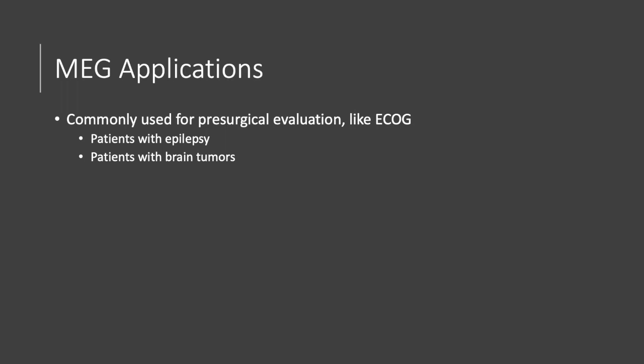We can use MEG mostly for pre-surgical evaluation, just like ECOG. So patients with epilepsy or brain tumors who may need surgery will use MEG to evaluate which parts of the brain are firing abnormally or too much, and this information can be used for the surgeon to decide which parts of the brain to cut out.